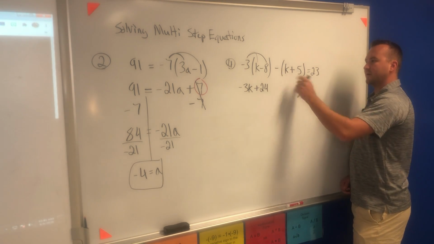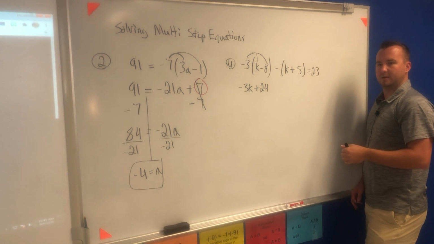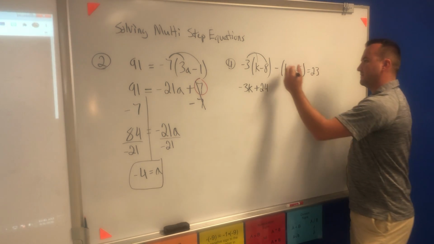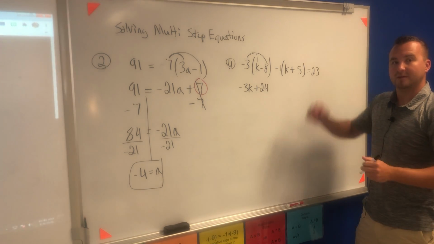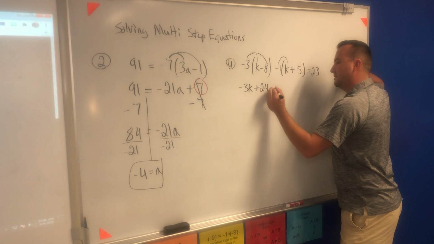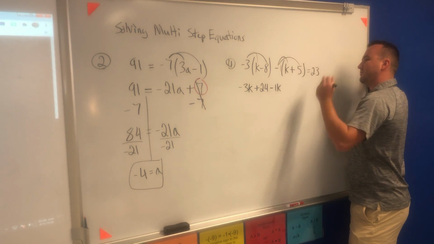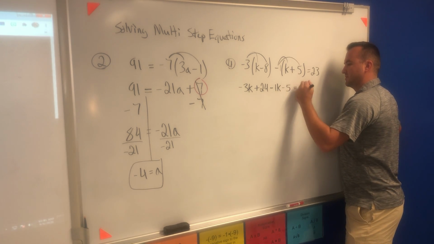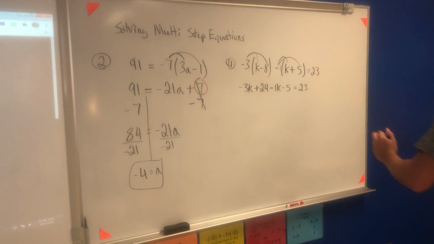Okay, right here. There's no number in front of the parentheses, but we understand that to be a negative 1 because of the minus sign there. So we distribute negative 1. Negative 1 times k is negative 1k. Negative 1 times 5, negative 5 is equal to 23. Let's go ahead and build our wall.